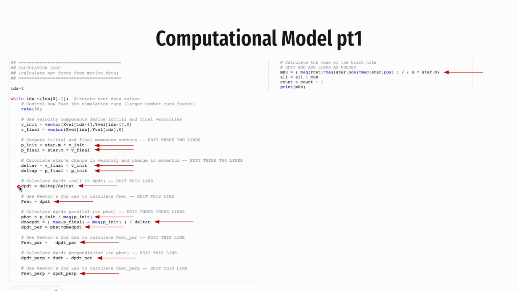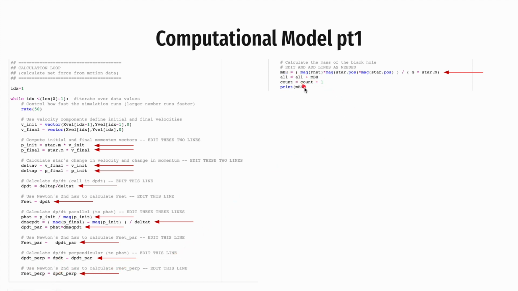And then for dp dt, I did delta p divided by delta t is equal to dp dt, as we had established before with the equation as well, and that is also equal to F net. In order to find dp dt parallel or F net parallel, which is the same thing, we had to find p hat and the change in the magnitude of p over dt, which is p initial over its magnitude, and then magnitude of p final minus magnitude of p initial divided by delta t, which is equal to F net parallel. And then F net perpendicular is the difference between dp dt and dp dt parallel.